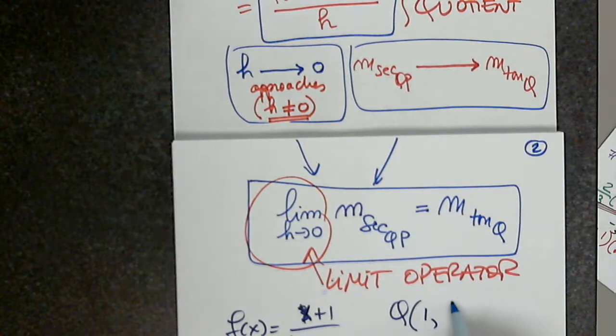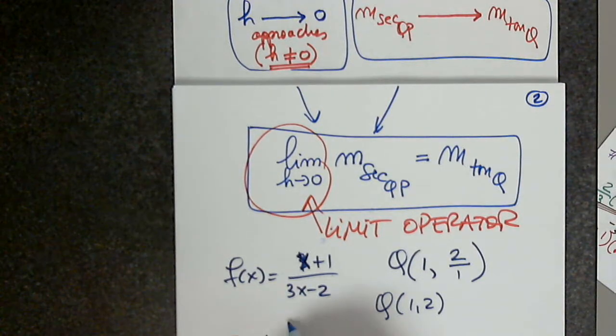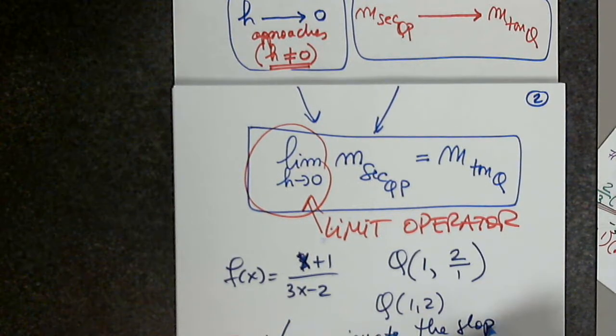1 plus 1 is 2, divided by 3 times 1 is 3, 3 minus 2 is 1. So we are looking at the point (1, 2). I want to find a way to determine, or I would say better, approximate the slope of the tangent line at Q.